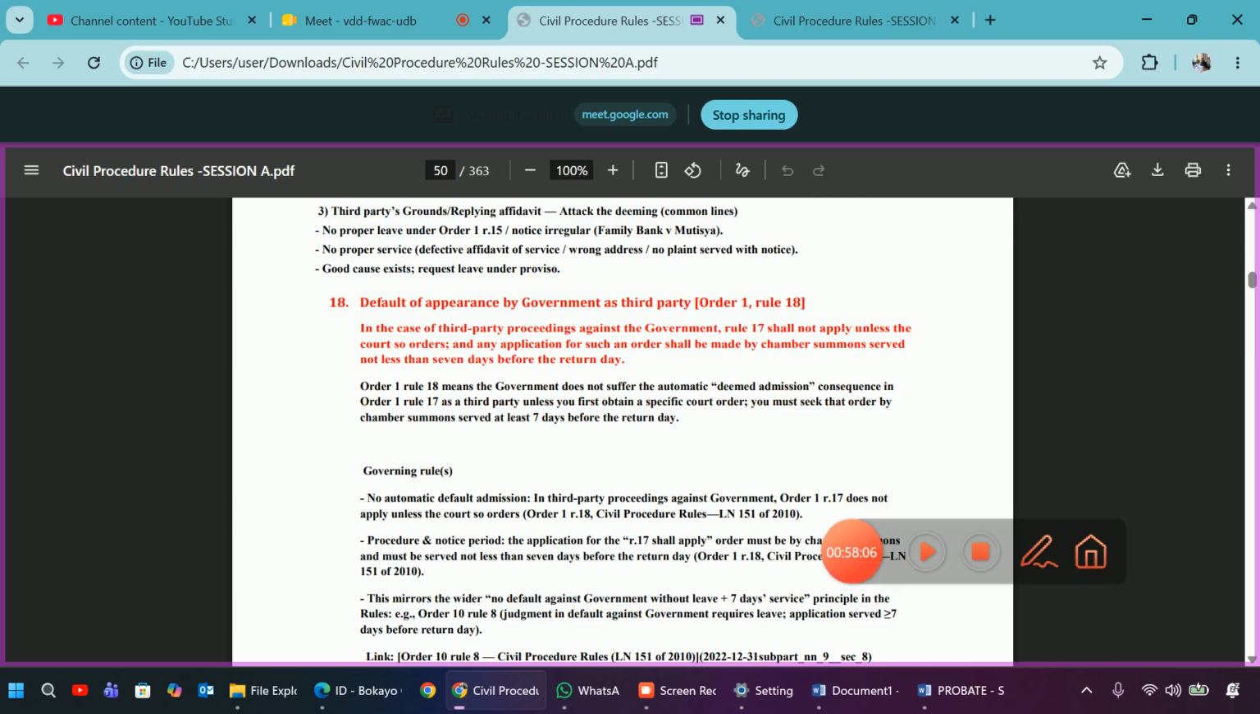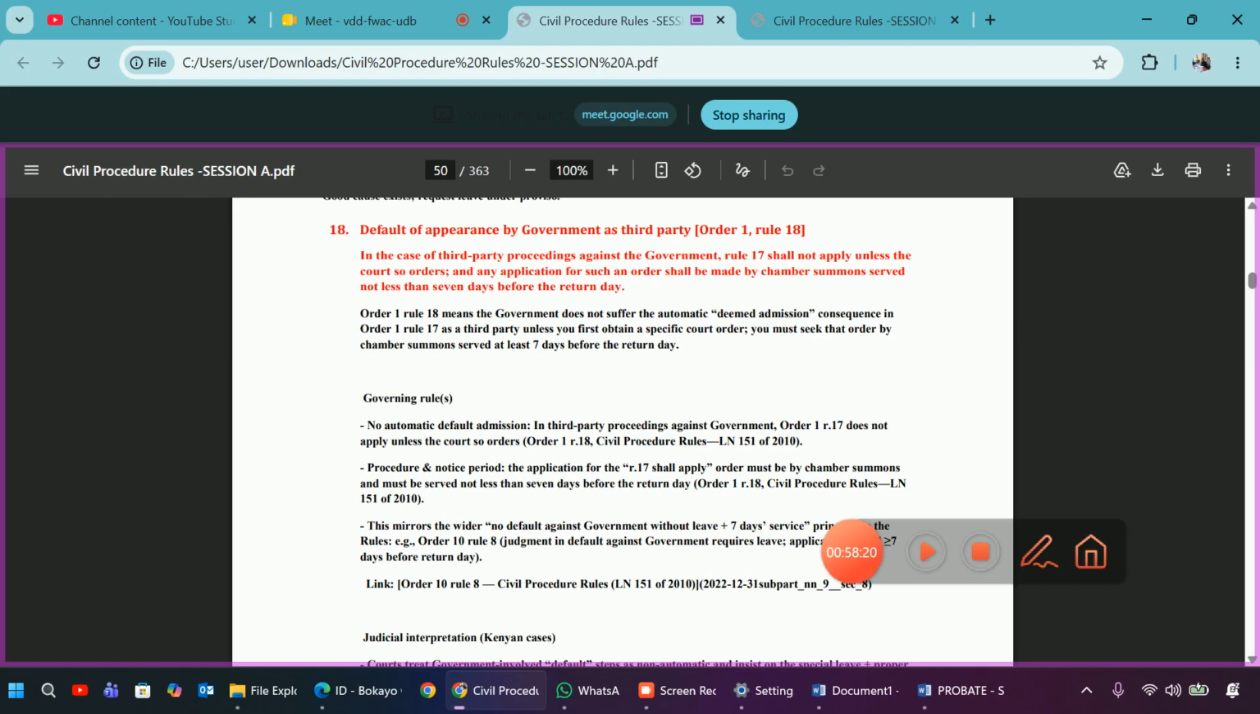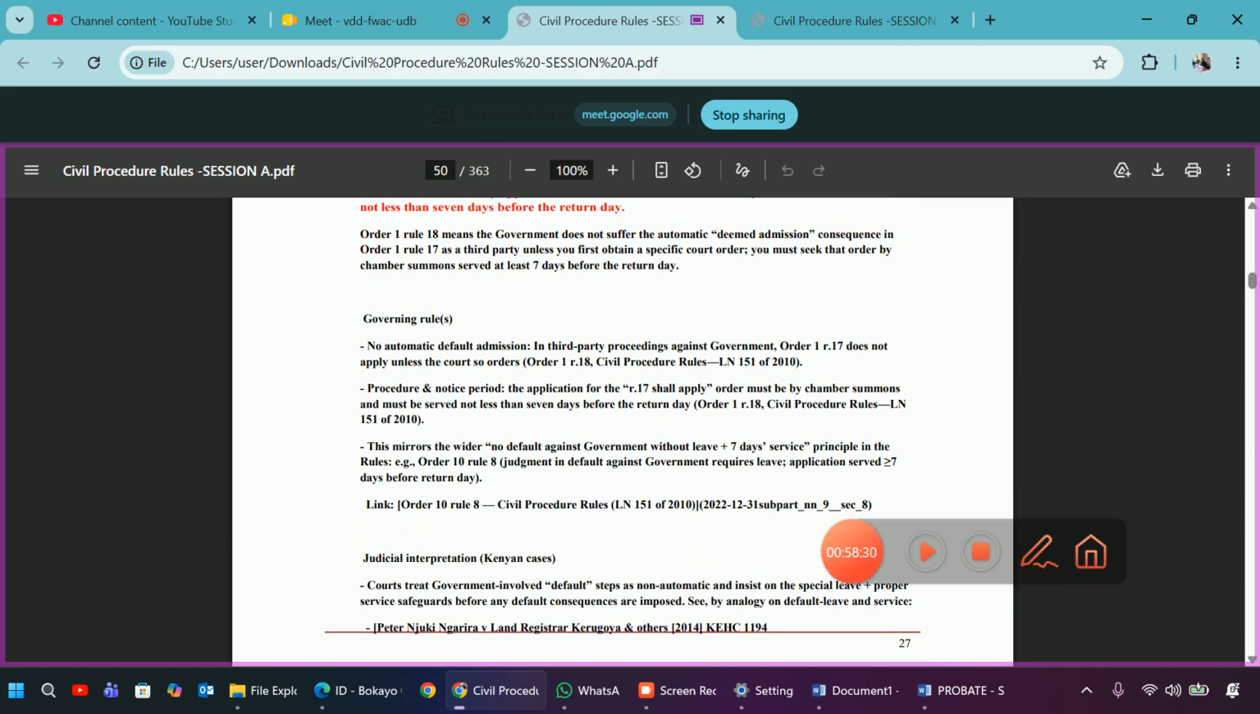So, default of appearance by government as a third party. What if it is the government that is in default of appearance? What will you do? Order 1, Rule 18 means the government does not suffer the automatic deemed admission consequence in Order 1, Rule 17 as a third party unless you first obtain a specific court order. You must seek that order by chamber summons served at least 7 days before the return day. The governing rule is that there is no automatic default admission in third party proceedings against the government. Order 1, Rule 17 does not apply unless the court so orders.